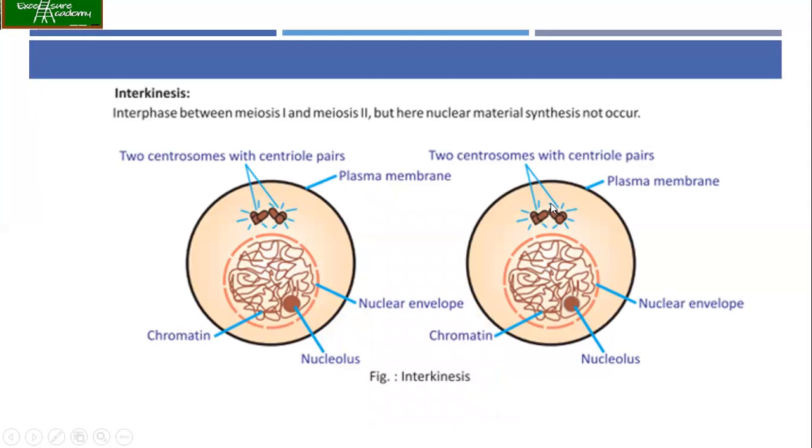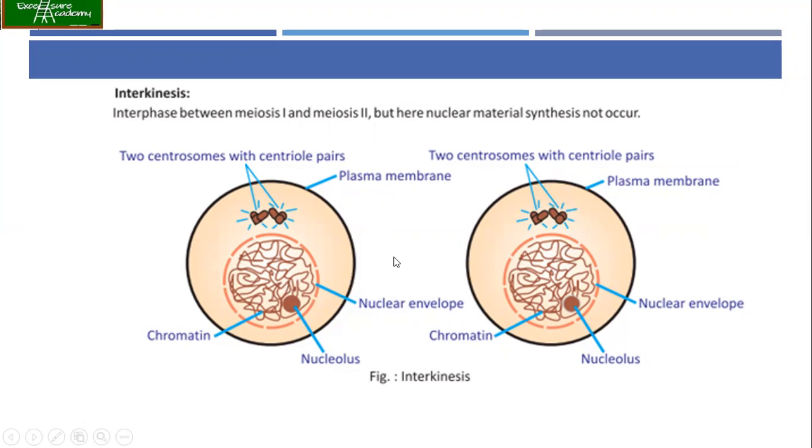Okay, now interkinesis. This is something which we haven't discussed before. So the interphase between meiosis 1 and 2 is called interkinesis. Now what happens here is that none of the nuclear material is getting synthesized again. So whatever is present, that itself is getting divided. So you can see now two daughter cells are there and both are going to be similar.